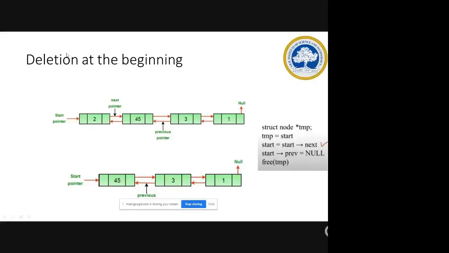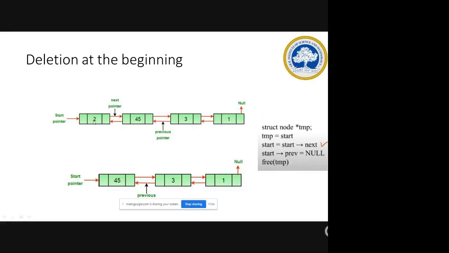So here, assume deletion at the beginning, right? So 2, I'm going to delete it. When I'm going to delete 2, initially this was your head node or your starting node. You can keep any name, head node or start node or whatever. So when you're going to delete this node, your head node or starting node is going to get deleted. So assign the head node or start node to the temp.